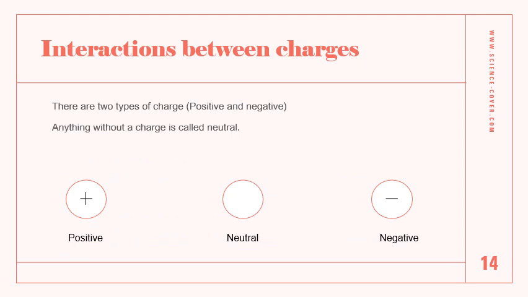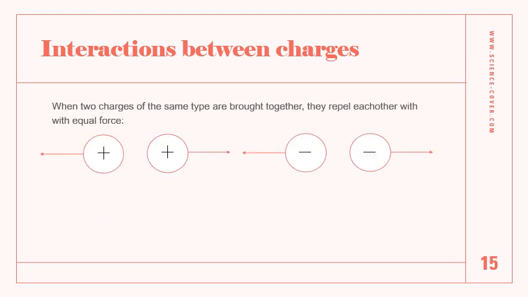There are two types of charge, positive and negative. Anything without a charge we call neutral. When two charges of the same type are brought together, they repel each other with an equal amount of force. So if these two positive charges are brought together, they will repel each other and push away from each other. The force on each positive charge is equal, so we're representing this by the same size arrow. When these two negative charges are brought together, they repel each other with an equal amount of force, so we're representing that with the same size arrow.